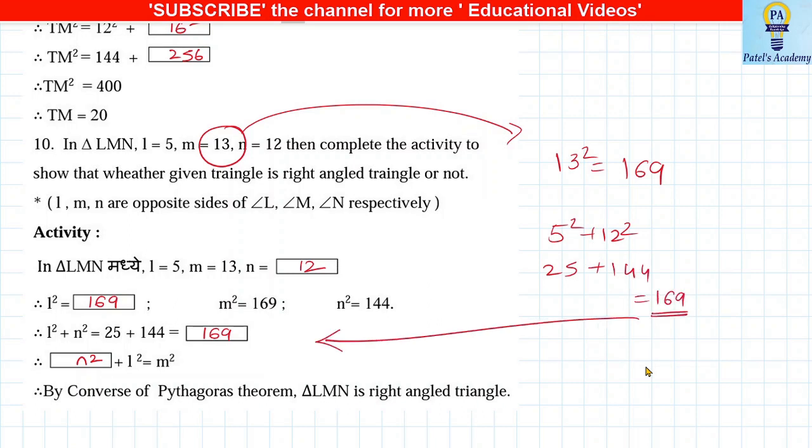That is what you can see in the activity. L square is 169 and 5 square plus 12 square is also 169. So I can say that it is a right angle triangle by the converse of Pythagoras theorem. Same question in a different form.